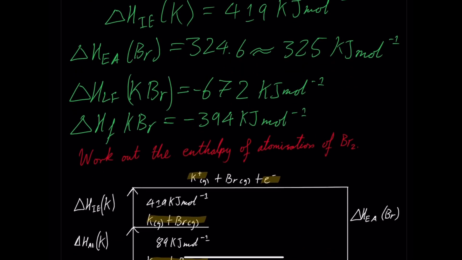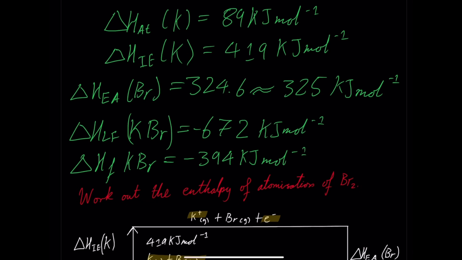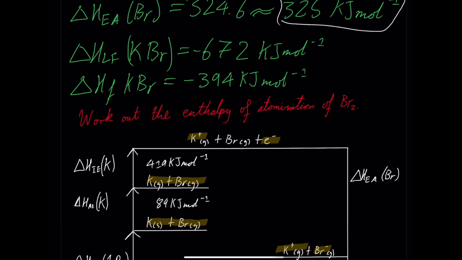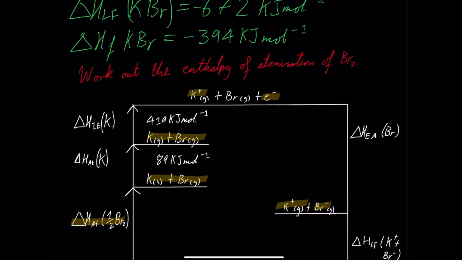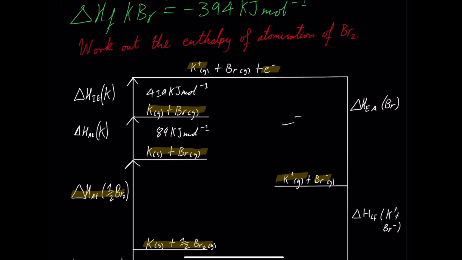So 419, 89 here. Electron affinity of Br is 324.6, but in the exam it'll actually be written more like this, 325. For electron affinity, all these enthalpies, they like to round it up. So this is minus 300, and electron affinity should be, sorry, my bad, I forgot to write down the minus: minus 325 here, right? Kilojoules per mole.